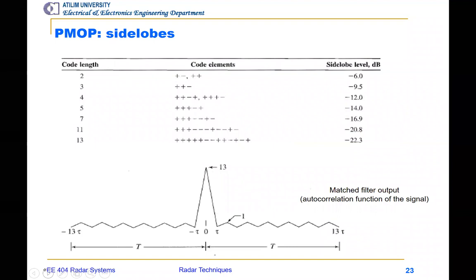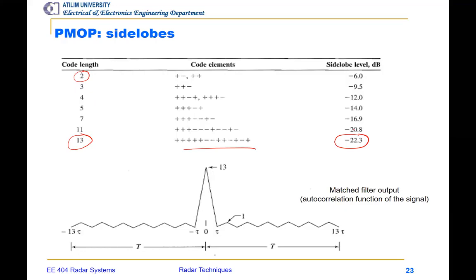Here, for example, we have code elements 2, 3, 4, and up to 13. For 13, the side lobe level is minus 22 dB. That's the matched filter output. Let's say this is the matched filter, and here we have the PMOP signal, and the output here is S prime of t.